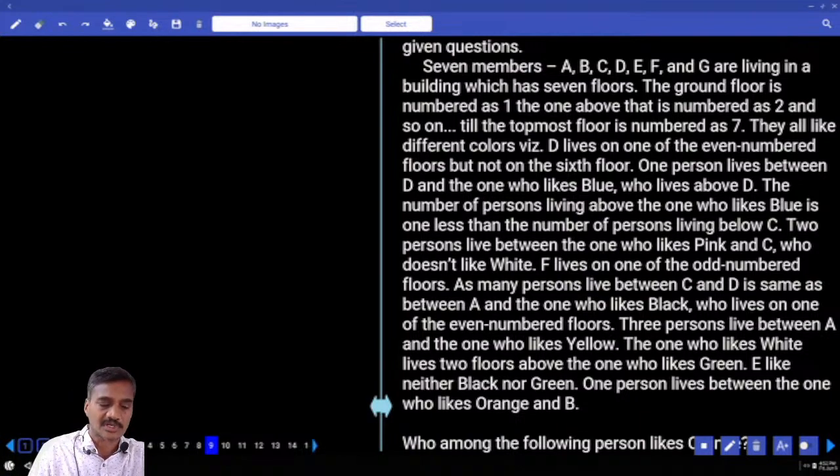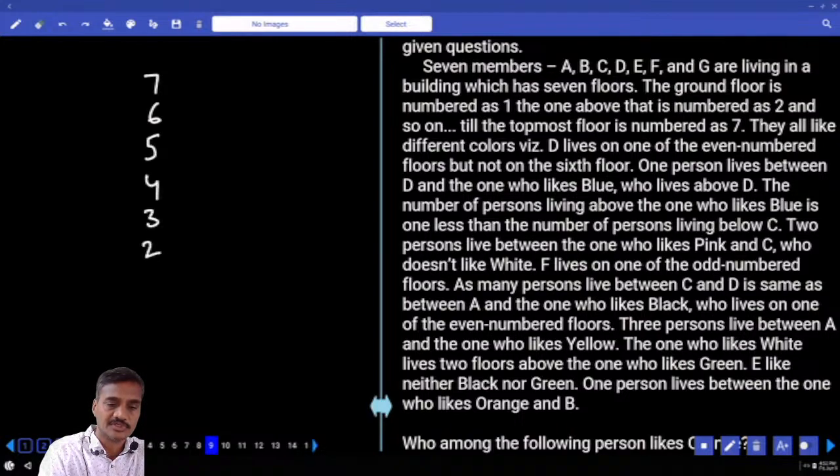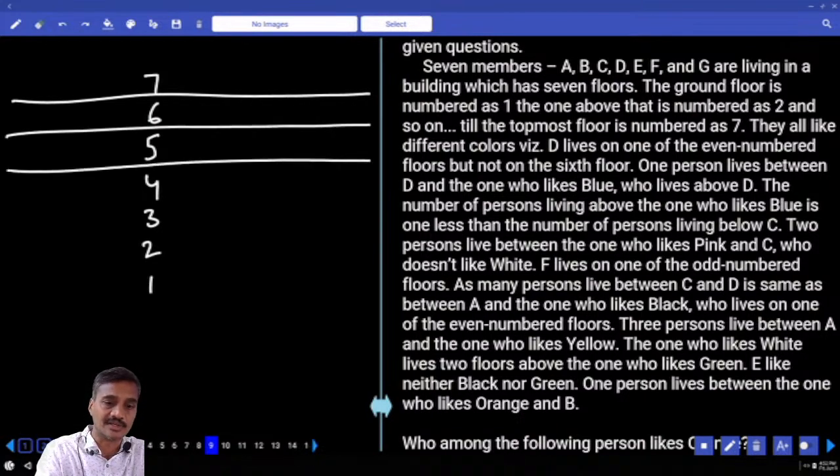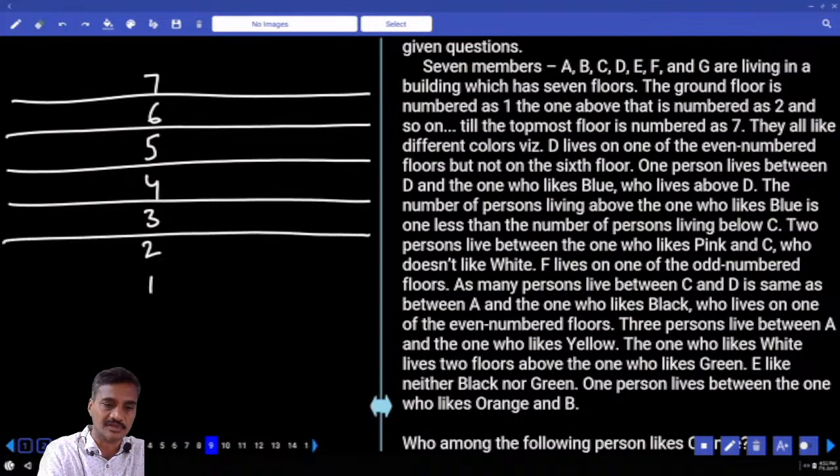Then next one, coming to question number 9 to 12. How many floors are there? 7 floors: 7, 6, 5, 4, 3, 2 and 1. 7 persons are staying on these 7 different floors, and each one of them likes a different color as well.